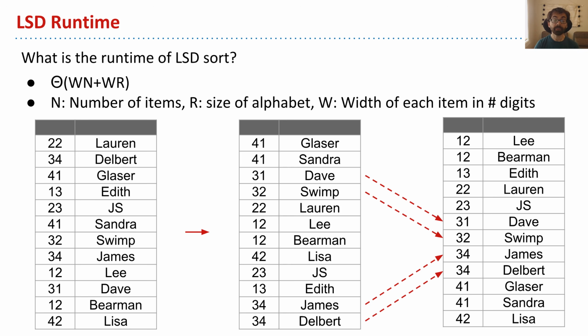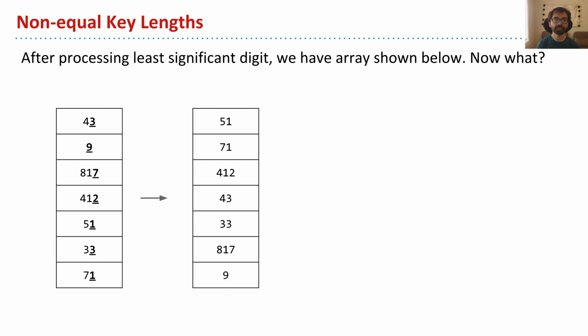All right, now there's one little issue, which is, let's say that the keys are not the same length. Okay, let's say we have, for example, 43, 9, 817, 412, and so forth, and we sort by the least significant digit. So after doing so, we have 51, 71, 412, 43, 33, 817, 9. Okay, now at this point, it's like, what do we possibly do? So we've sorted by the least significant digit, but here, there's no middle digit. So what should we do?